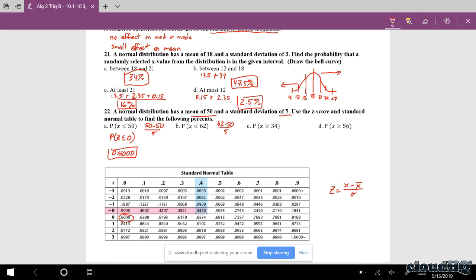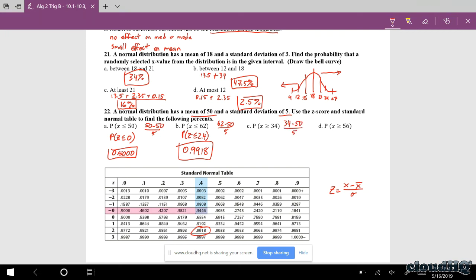So we got what, 2.4 here. So probability that z is less than or equal to 2.4. So find 2.4 now. So we get 0.9918 or 99.18%. I'll take it as a decimal or a percent. I don't really have a preference one way or the other.